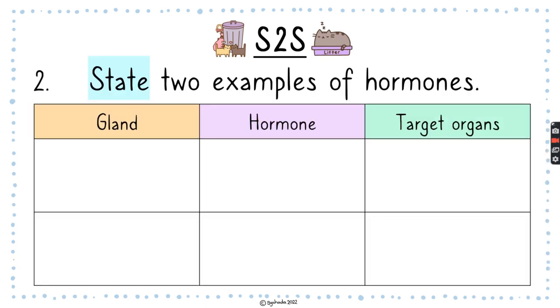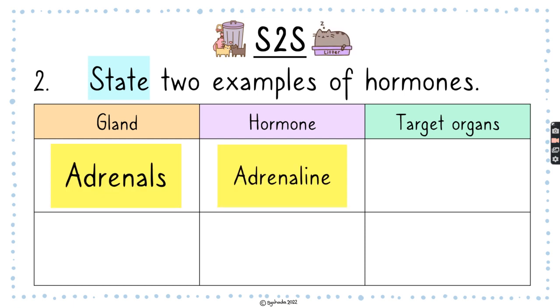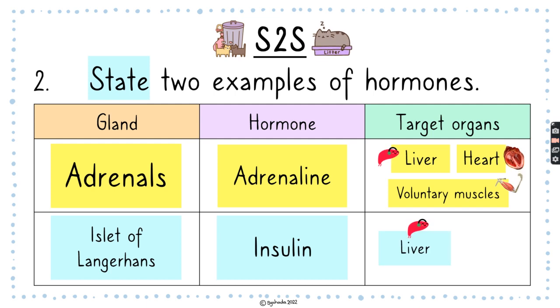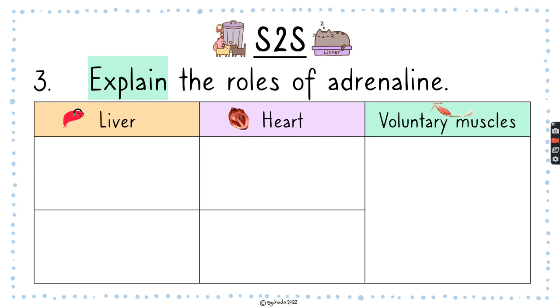When we state the two examples of hormones, don't forget to also mention where it is made, which is the gland, and also their target organs. The adrenal glands make the hormone adrenaline, and the target organs are the liver, heart, and voluntary muscles. Islets of Langerhans are the glands that make insulin, and the target organs are the liver and muscles.